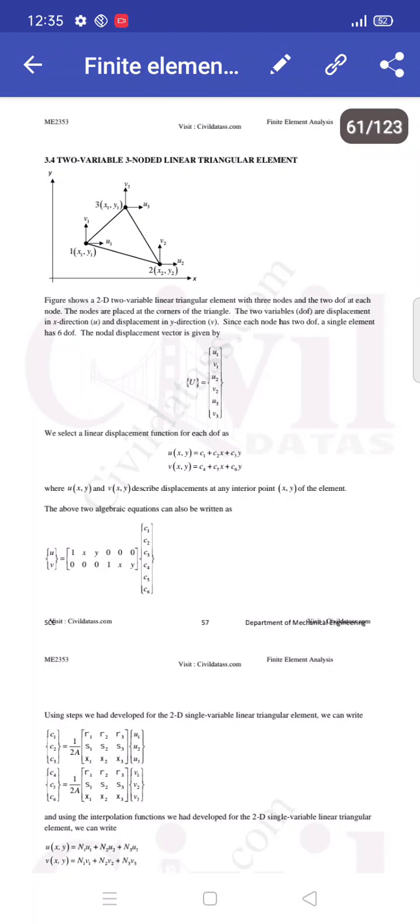Two variable 3 noded linear triangular element, 2D. This is a 2 variable linear triangular element with 3 nodes and 2 degrees of freedom at each node. The nodes are placed at the corners of the triangle. The two variables, degrees of freedom, are displacement in x direction u and displacement in y direction v. Since each node has 2 degrees of freedom, a single element has 6 degrees of freedom.